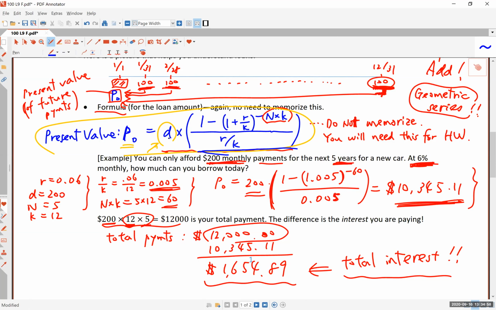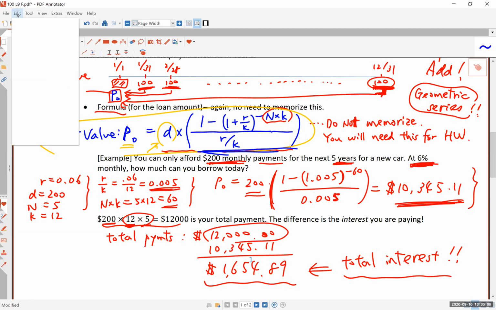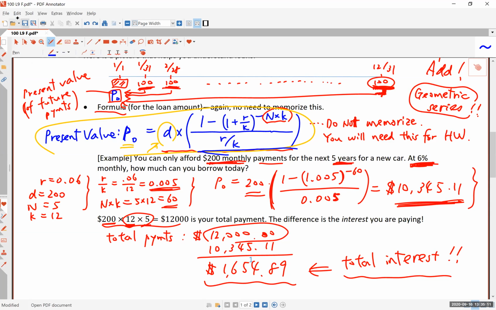So in order to find d, all I have to do is divide both sides of the equation by this big fraction. Now, how do you divide a P naught by a fraction? Dividing by a fraction means you multiply by the reciprocal, right? Do you remember this? Just invert and multiply. Don't ask me why, just invert and multiply.